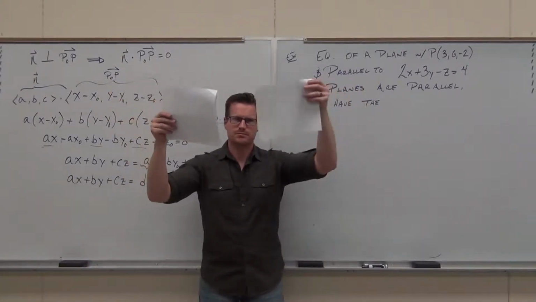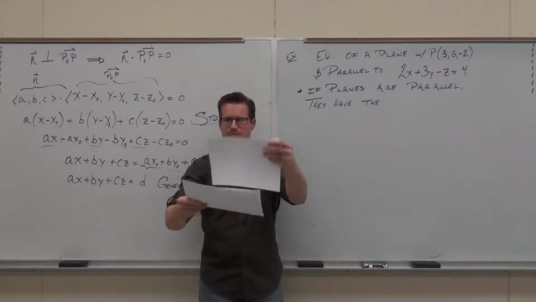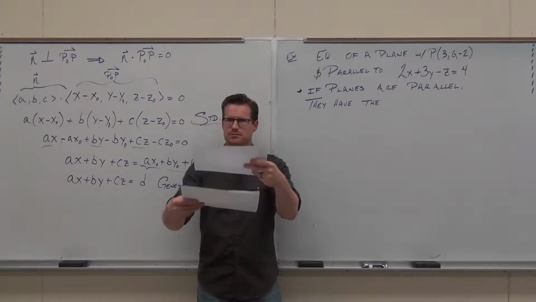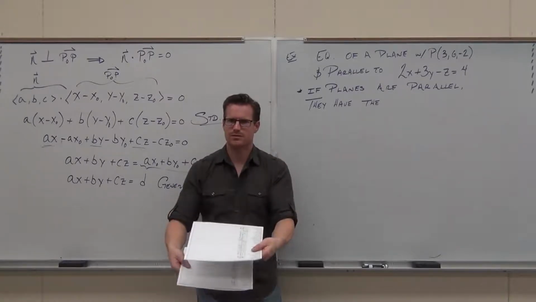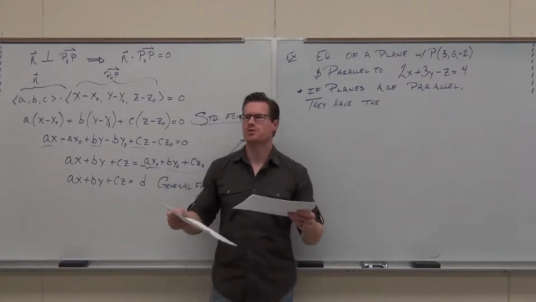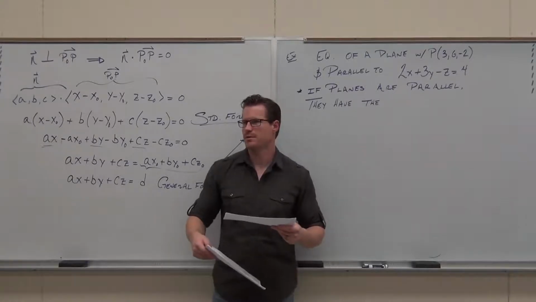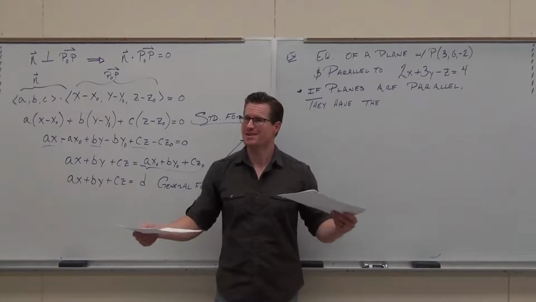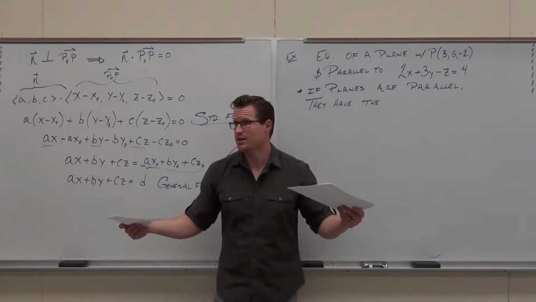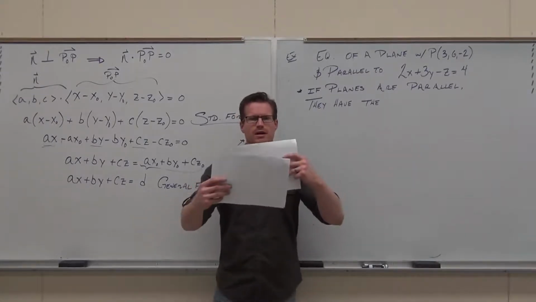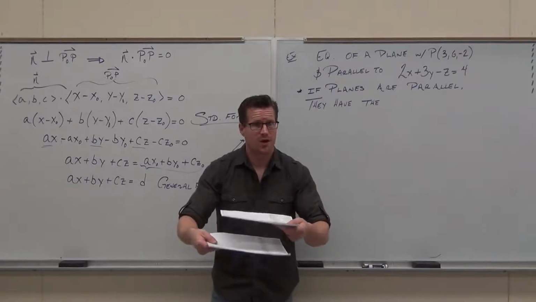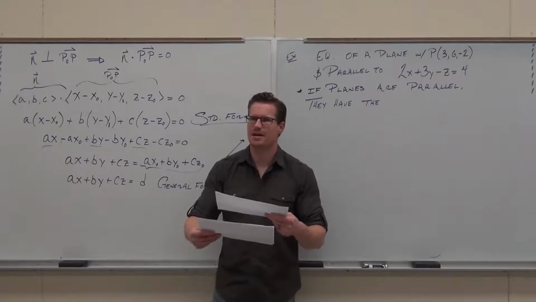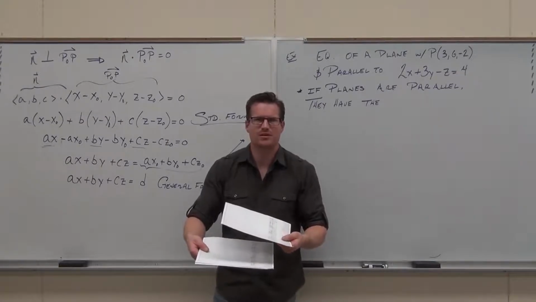It's a plane. If these planes are parallel, tell me something about their normal vectors. Tell me something about two lines that are parallel: same slope, or in 3D, the same vector, same direction, scalar multiples. So if these two planes are parallel to each other, can their normal vectors be anything else but the same vector?